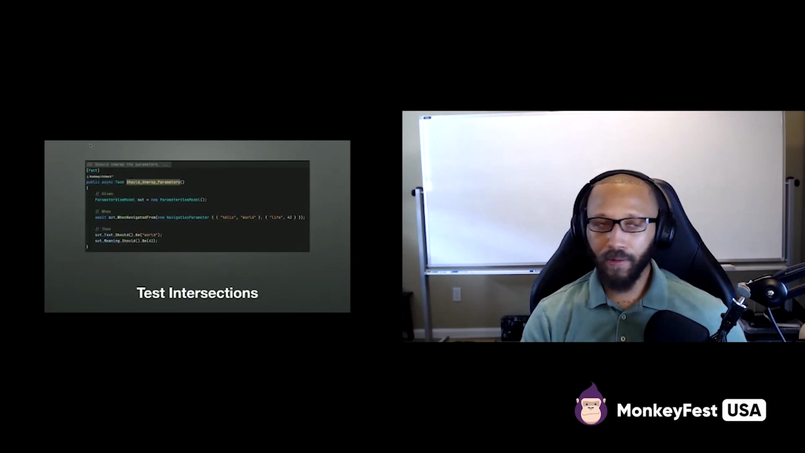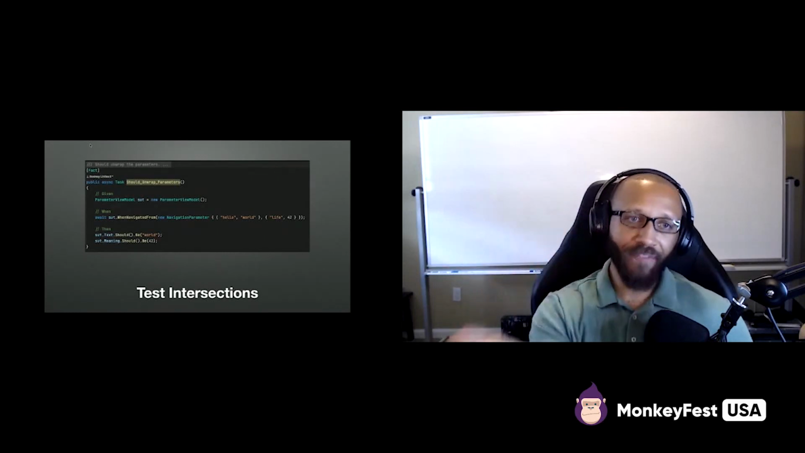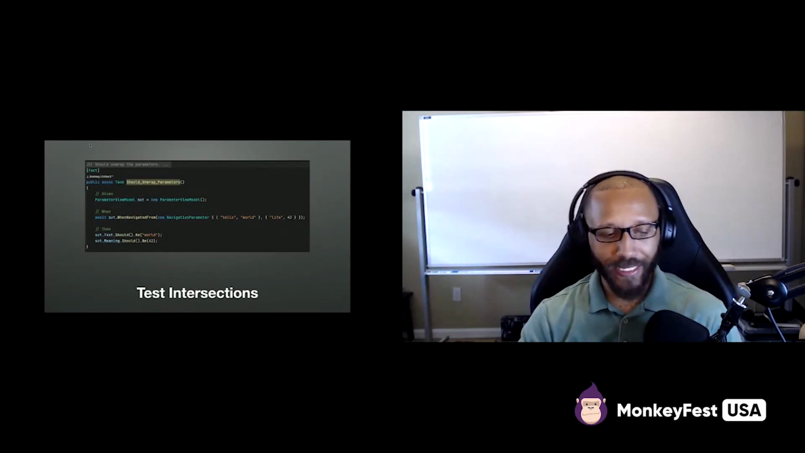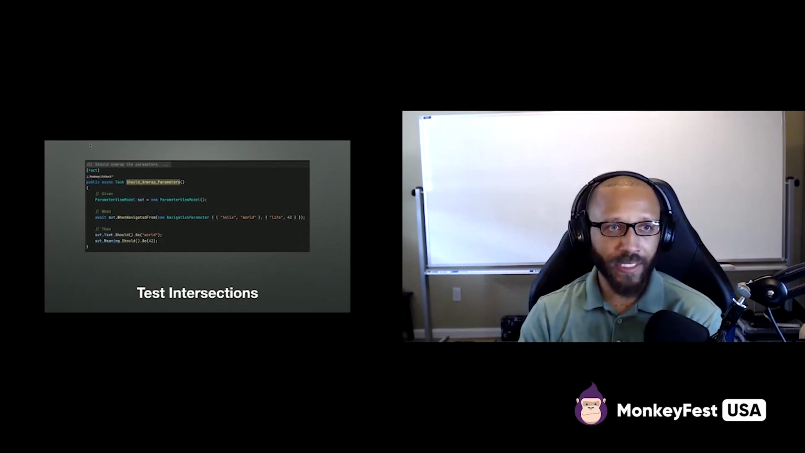And that's important. So again, testing intersections, like here, we can actually test that when the thing is navigated from, it does what it's supposed to do, right? So now we're actually testing navigation in our unit tests, which is a very interesting concept. Now we can test that we box and unbox the navigation correctly.